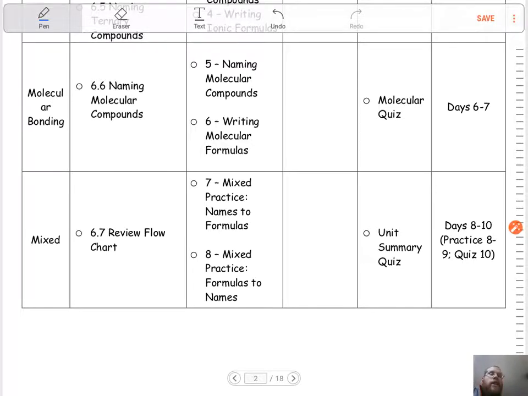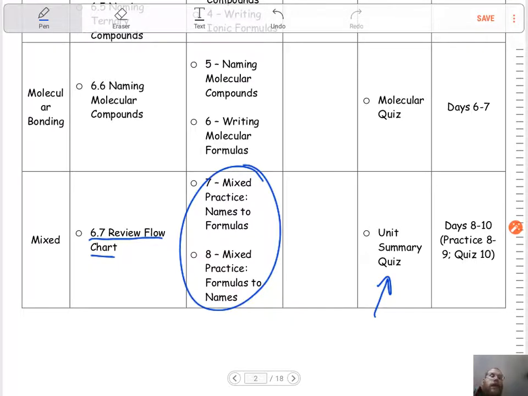So what I want to do to help you out is give you this review flowchart. We're going to go through that now, and then you can start working on these two. Make sure before you take the unit summary quiz, which is not going to be like the other ones in terms of Regents multiple choice. It's going to be naming. I'm just going to give you a bunch of compounds to name, going from the name to the formula and the formula to the name. So that's all it's going to be.